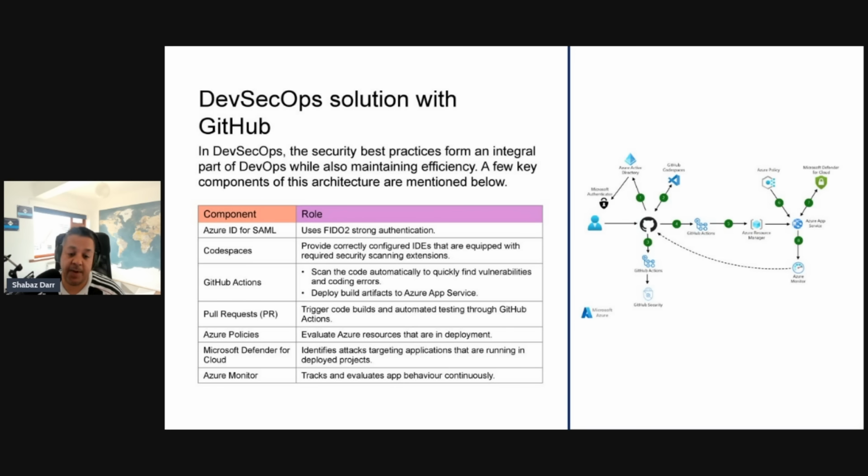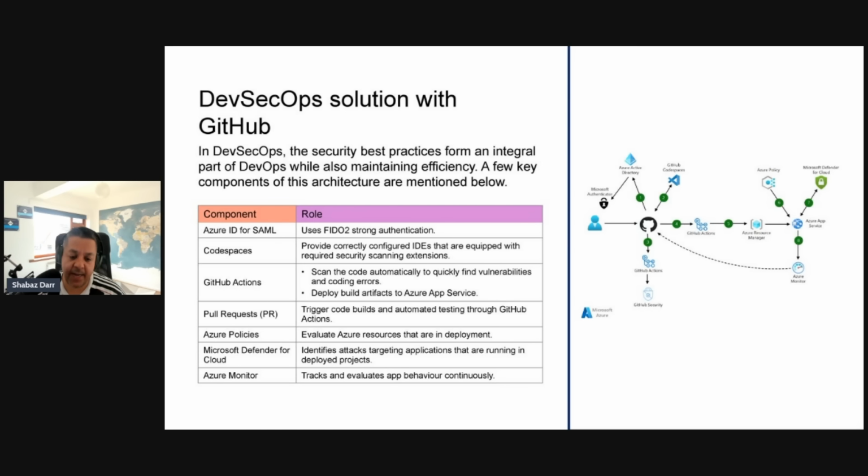Codespaces are used by developers to begin working on tasks. They are pre-built development environments organized into containers that provide correctly configured IDEs that are equipped with the required security scanning extensions. We have GitHub Actions as well. These automatically scan the code to quickly find vulnerabilities and coding errors when new code is developed. And you can deploy build artifacts to Azure App Services while making changes to other cloud resources such as the service endpoints.